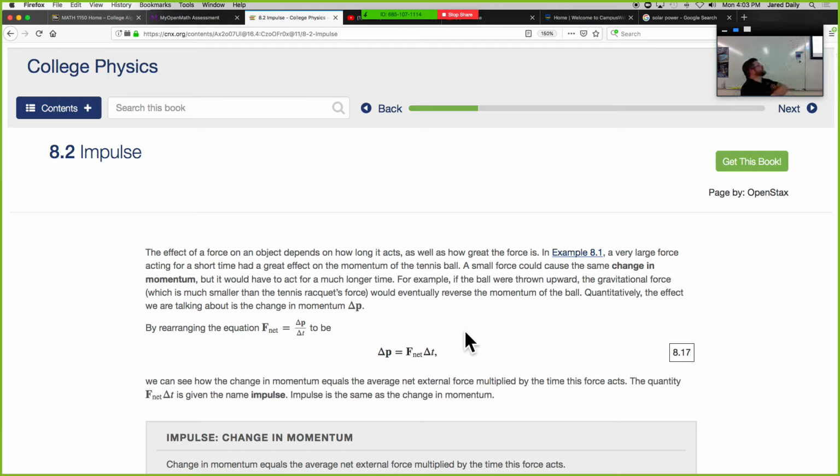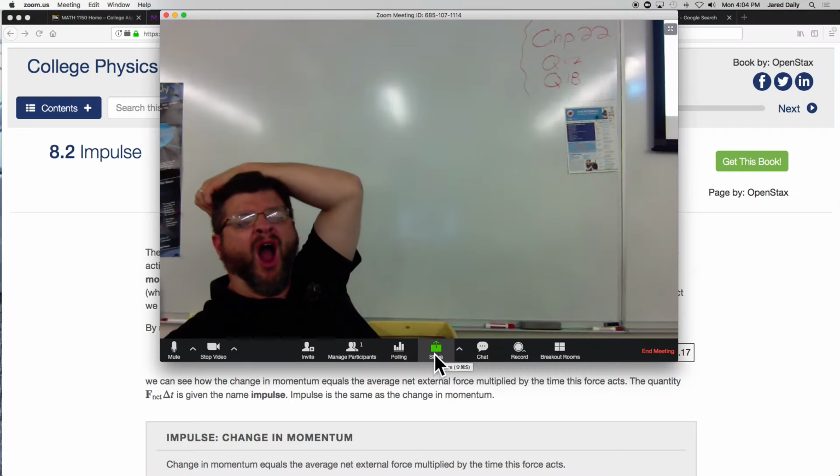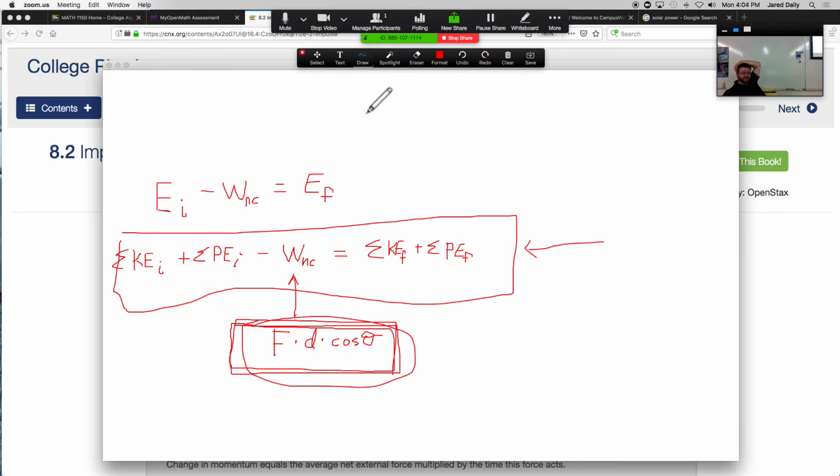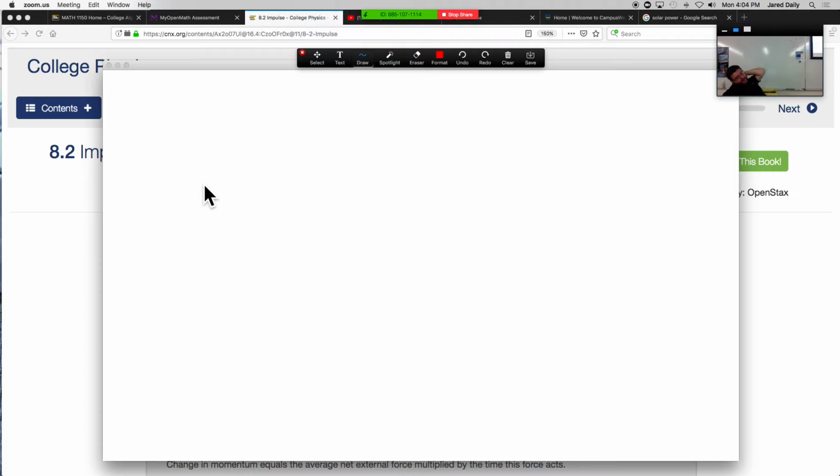This is one other reason that boxers roll with the punches, right? Or the reason we have airbags. So impulse is change in momentum, and change in momentum, according to our equation, is equal to force times the change in time.